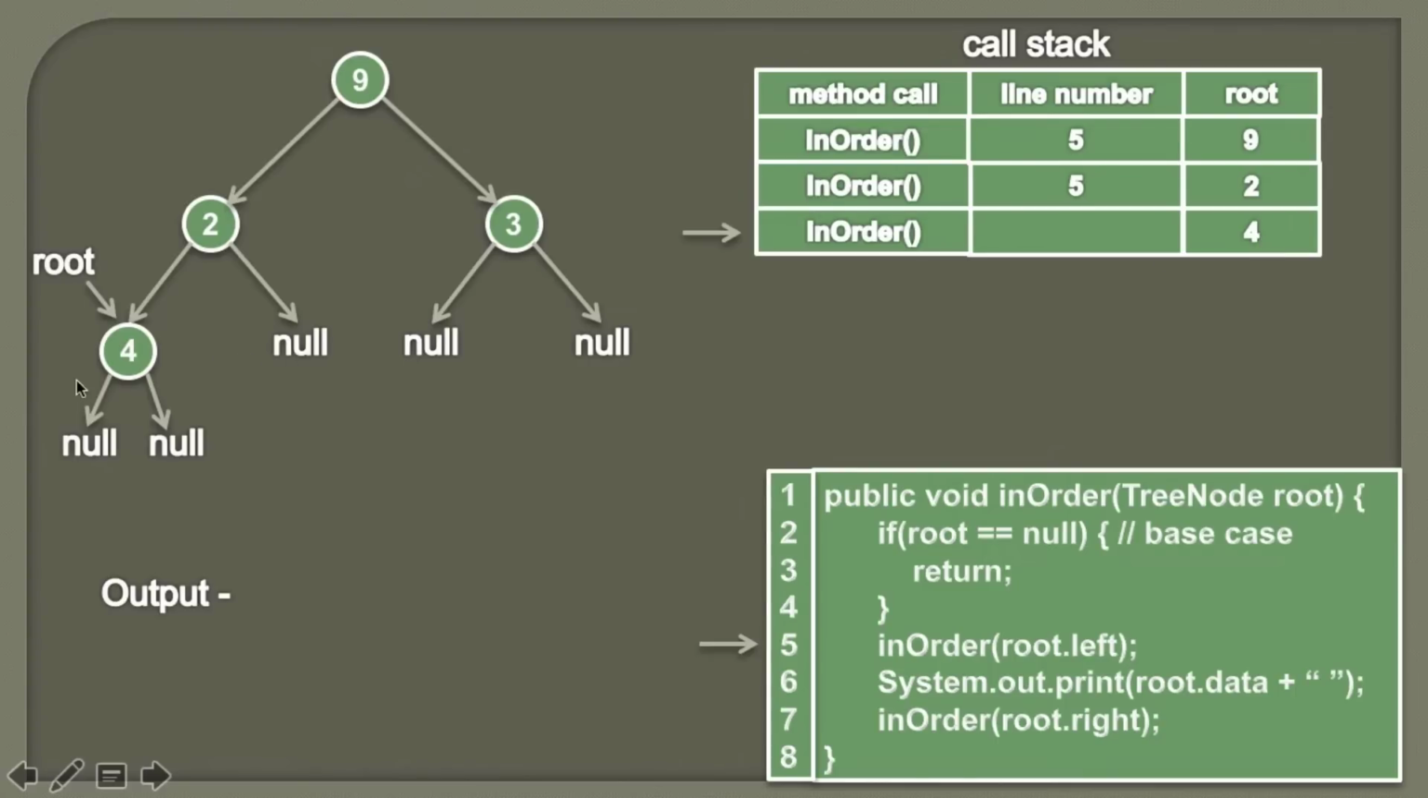And here before processing the node 4, we have to first process its left subtree. Therefore we are again calling the inOrder method and we are passing root left. Currently root is pointing to the node 4. So now we are calling this inOrder method and we are passing the null value to it. And here we will keep track of the line number, that as we are leaving this method and calling this method, we are keeping track of the line number.